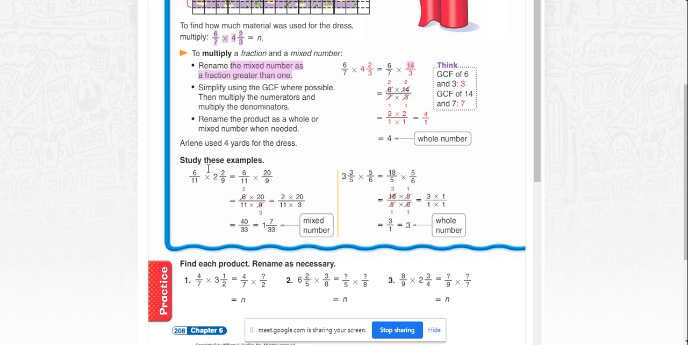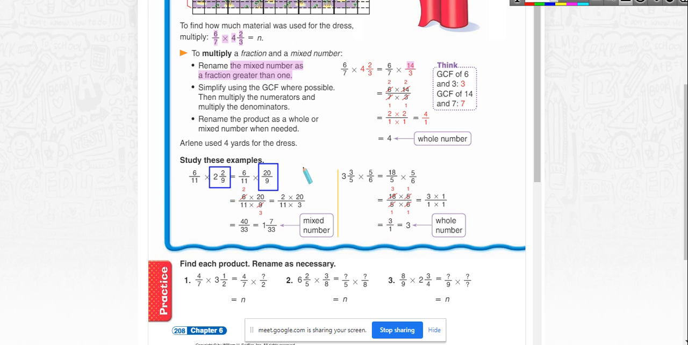The first step, we have this mixed number. We rename the mixed number as a fraction greater than 1. This one, it's the mixed number. We need to rename it. Give me the steps to multiply the denominator by the whole number. 9 times 2, how much is the answer, Yamira? 18. 18 plus 2. 20. So the answer is 20 out of 9. These are the same. 20 out of 9 equals 2 and 2 out of 9. Okay?